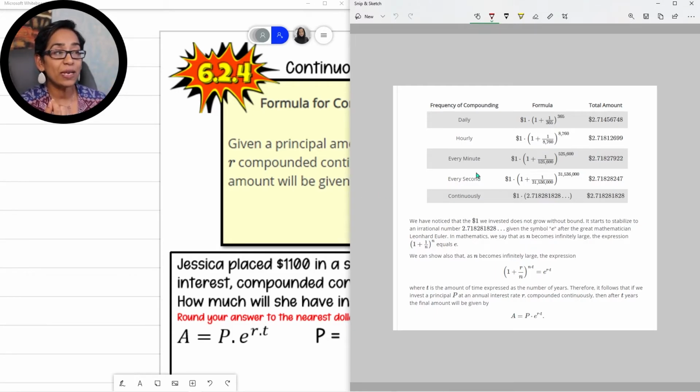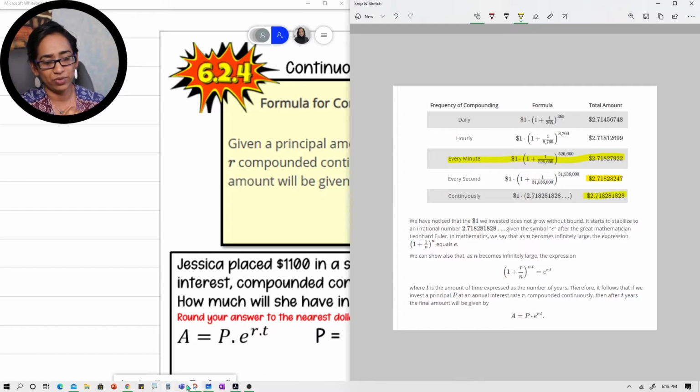If I compound every minute, as you can see here, this is what I have. Every second, continuously. As you see, the number is getting closer and closer to 2.71828182818281. That's an irrational number, and that number is represented by a letter E, which was invented by a great mathematician called Euler.